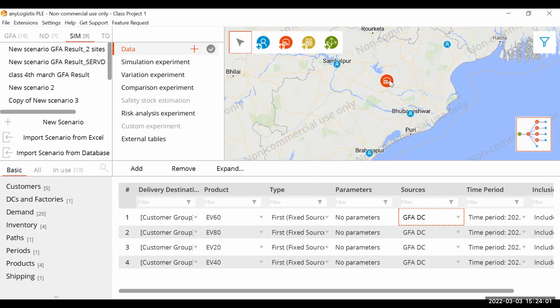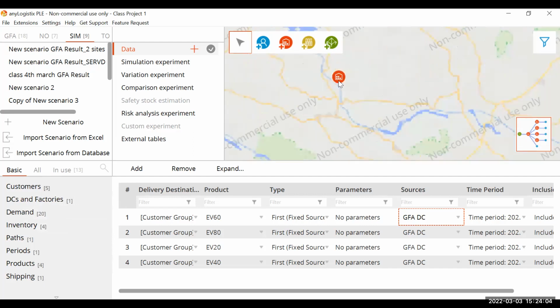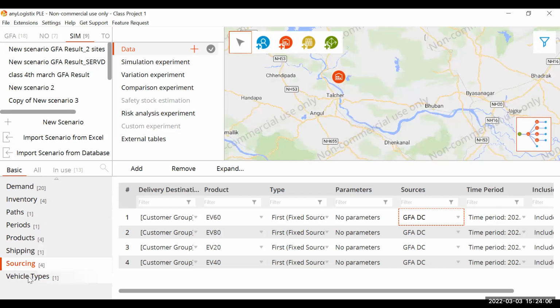So this is, I think, close to. Okay, let it be GFA DC. Raj, I don't know where it will go.